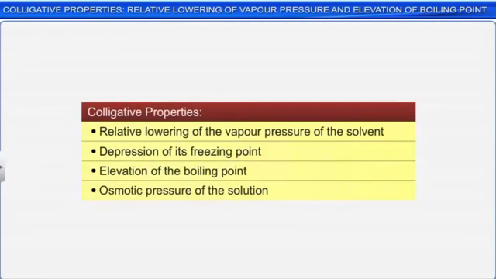Solutions containing non-volatile solutes exhibit the following colligative properties: relative lowering of the vapor pressure of the solvent, depression of its freezing point, elevation of the boiling point, and osmotic pressure of the solution. These properties provide methods for the determination of molecular masses of the dissolved solutes. Let us first discuss the relative lowering of the vapor pressure of the solvent.